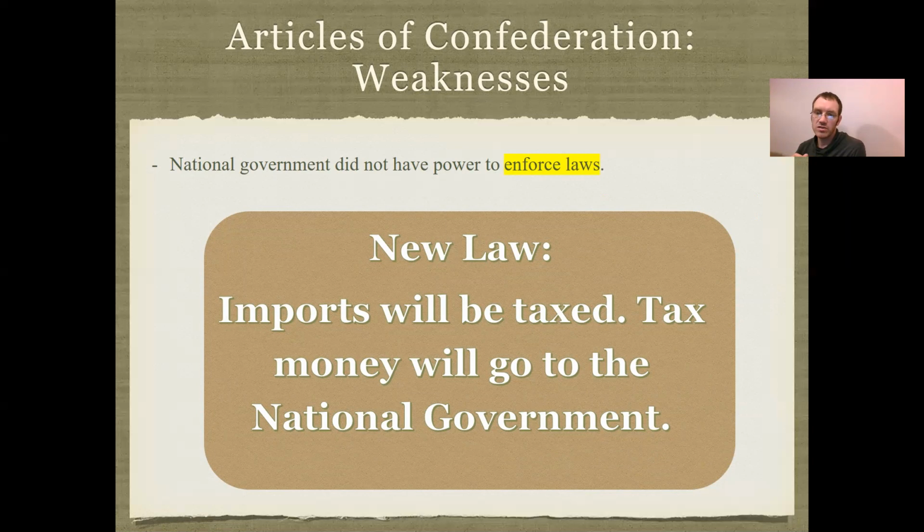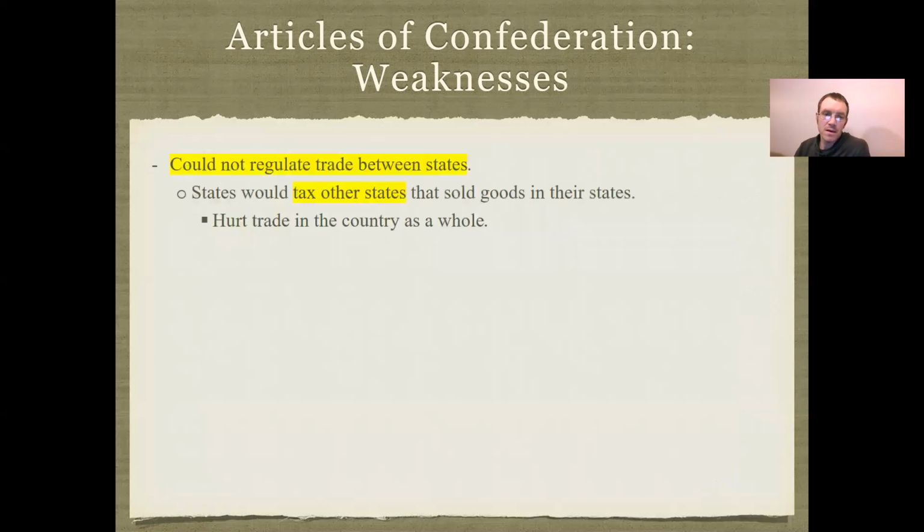Well, what if Virginia just says no? The national government couldn't do much about it. So this was not a winning situation where you can make laws, but you can't enforce them. They could not regulate trade between states. Sometimes states were taxing other states when they sold goods in their state. And this hurts the country as a whole. Here's your example.